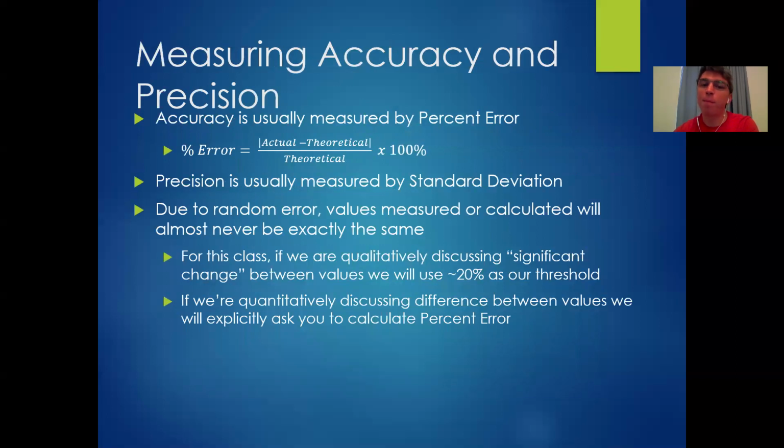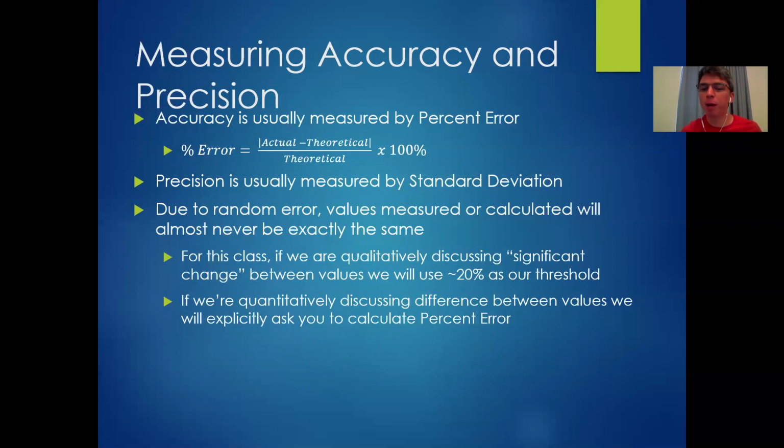So, the ways to measure accuracy and precision. Accuracy is usually measured by percent error. Percent error is actual minus theoretical over theoretical. Note that top difference, actual minus theoretical, is in absolute value bars, so your percent error will always be positive. Whatever that difference is, you'll make it positive and then divide it by your theoretical, times 100%. So the lower that percent error is, the closer your actual and theoretical were, more accurate, better number.